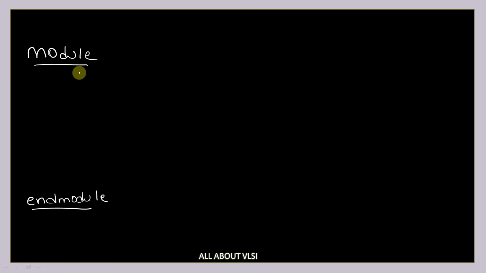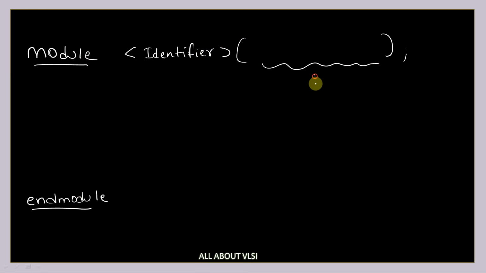Now, every module is followed by a module name, which is known as an identifier. And we have a set of port lists, and this port list is optional. Why is it optional? Because when we are developing our test benches, we actually don't need any port list. That we will see later.